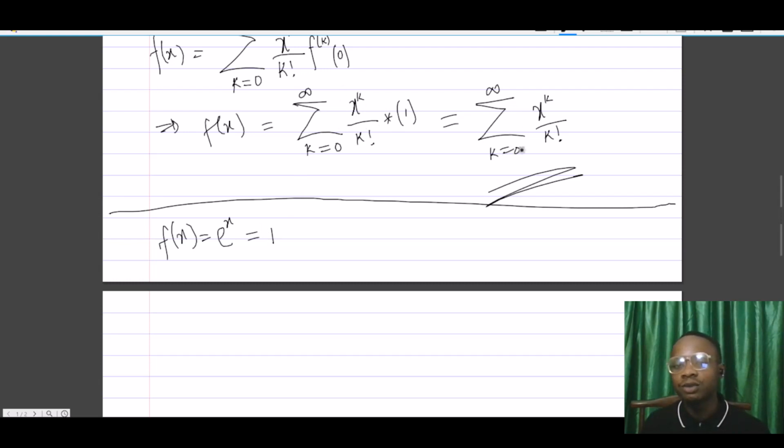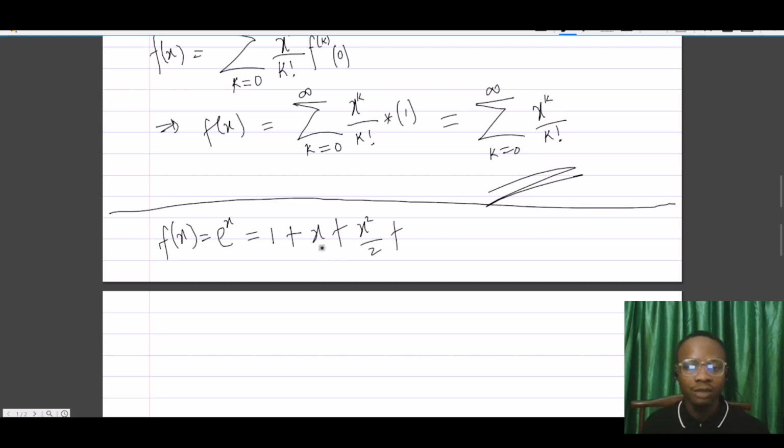When k is equal to 0, this will be x raised to the power 0, which is 1, divided by 1. So that's how I came about 1. Plus, when k is equal to 1, this will be x to the power of 1, divided by 1 factorial, that is just x. Plus, when k is equal to 2, that will be x squared over 2 factorial, that is x squared over 2.